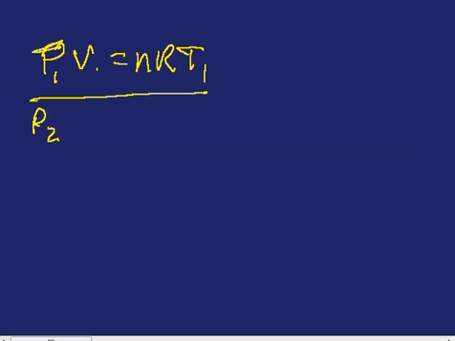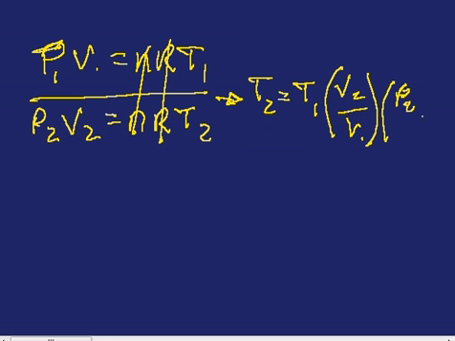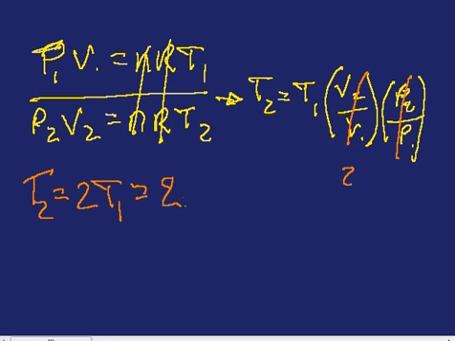We know that P1 V1 equals nRT1, and P2 V2 equals nRT2. If we divide one equation by the other, the n's cancel, the R's cancel, and we have T2 equals T1 times V2 over V1 times P2 over P1. Of course, since it's a constant pressure process, P2 equals P1, that cancels out. We know that V2 equals 2V1, so T2 equals 2T1, which equals 2,000 degrees Rankine.